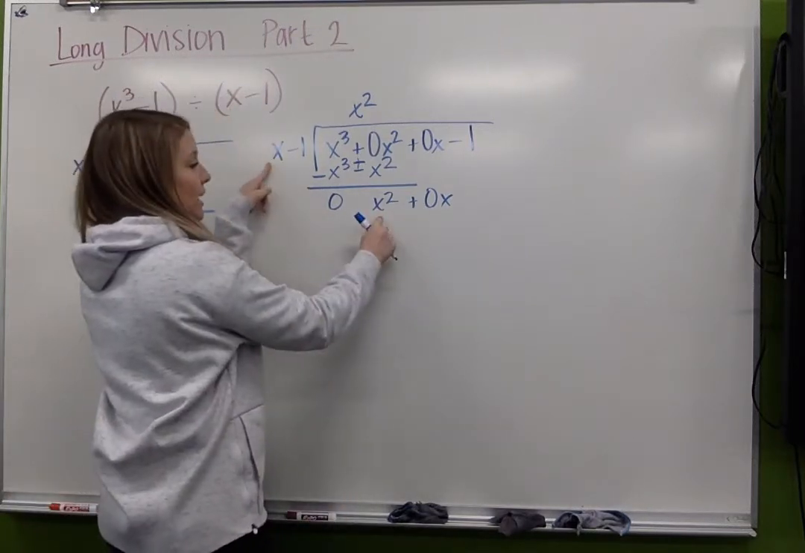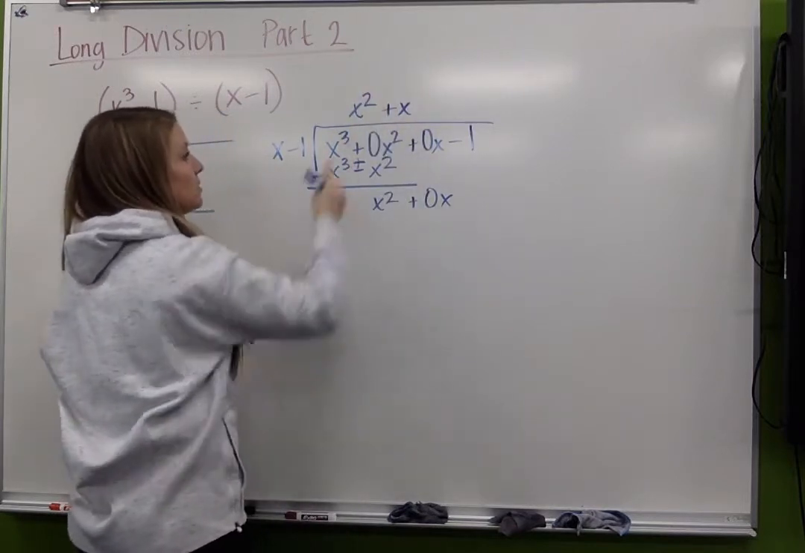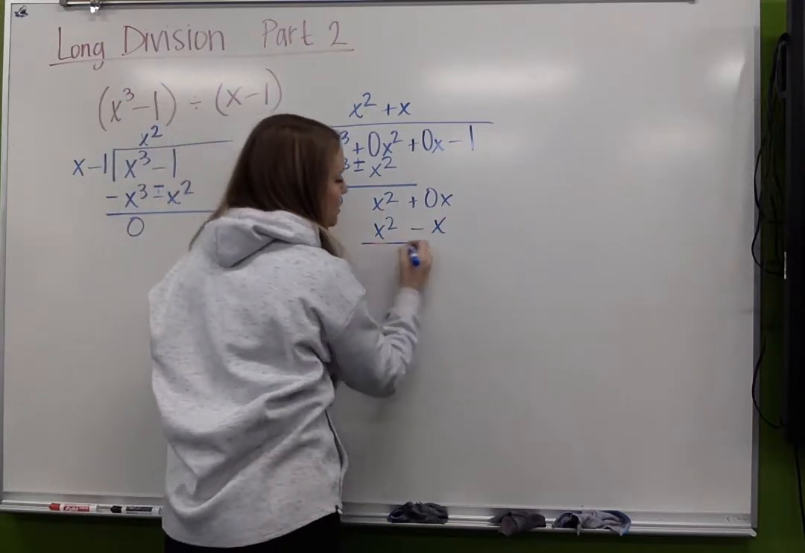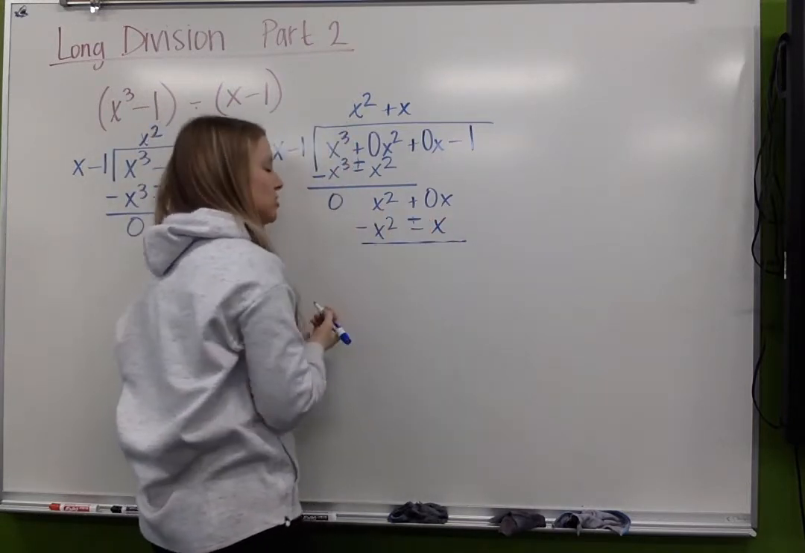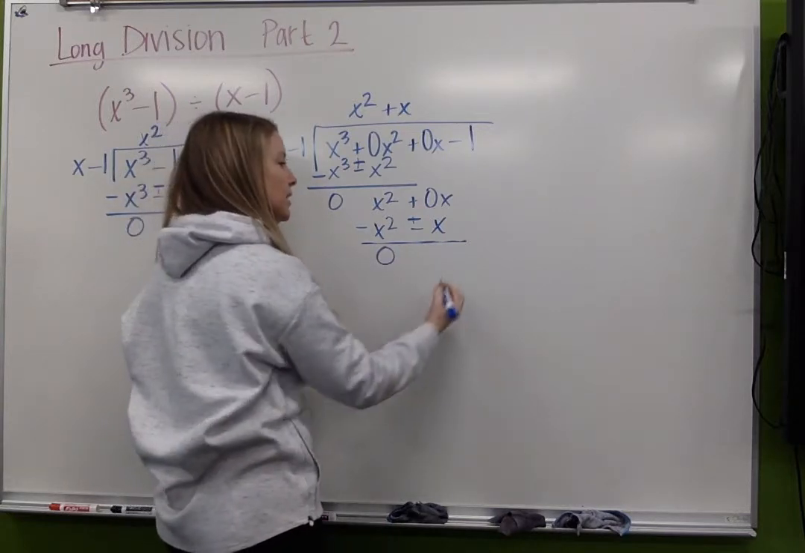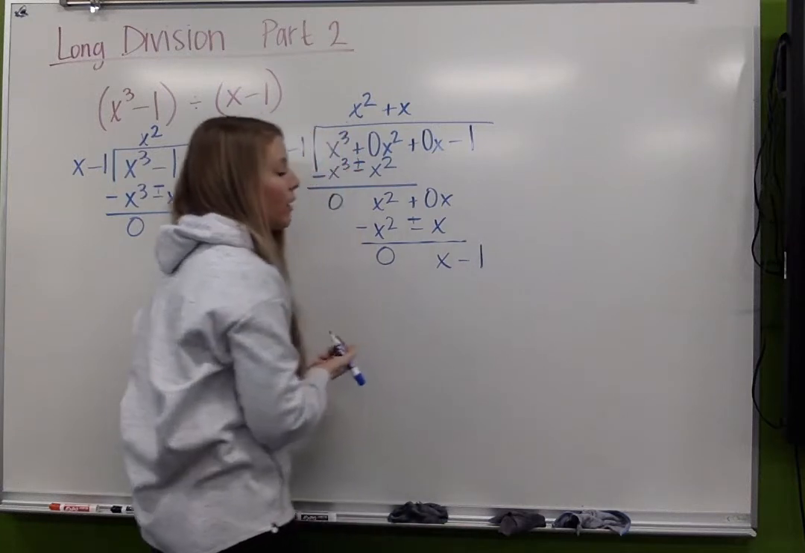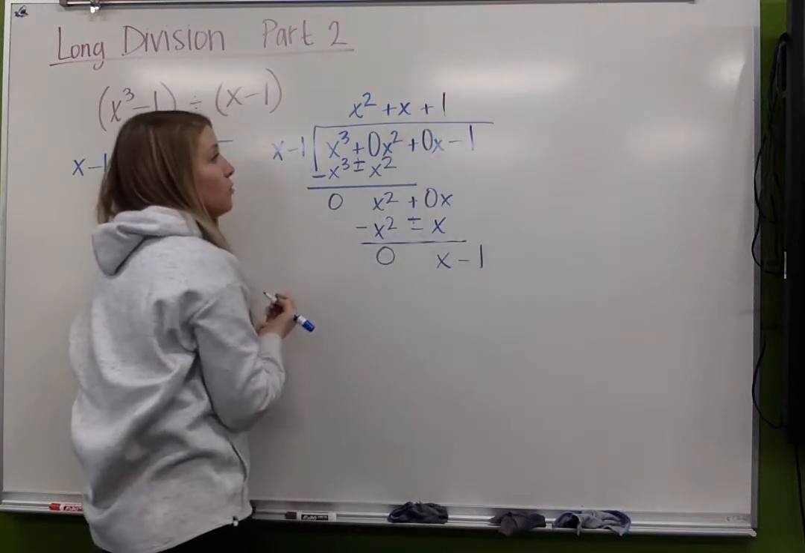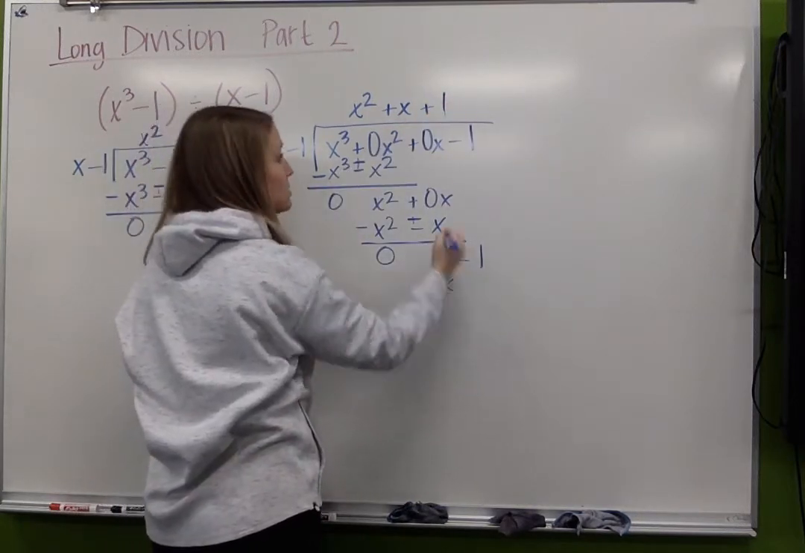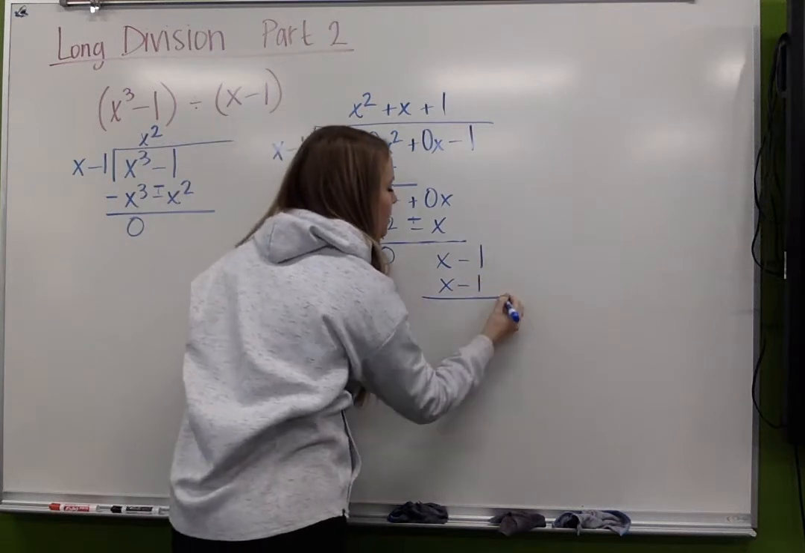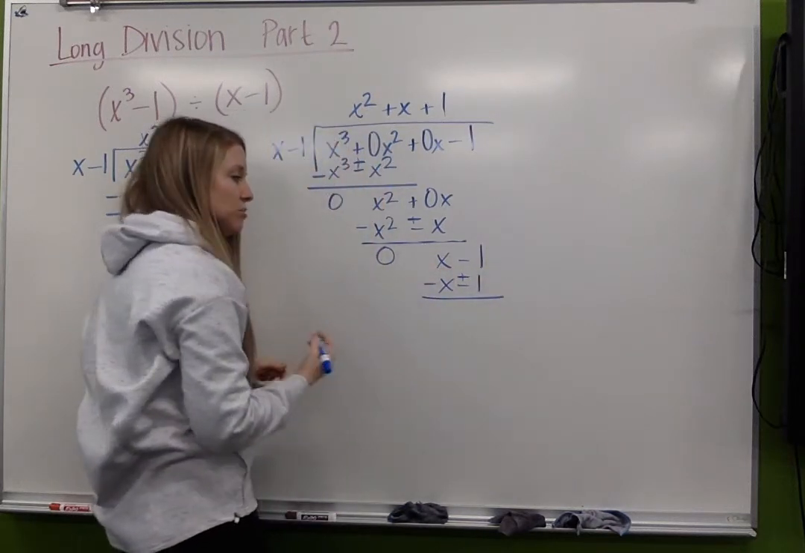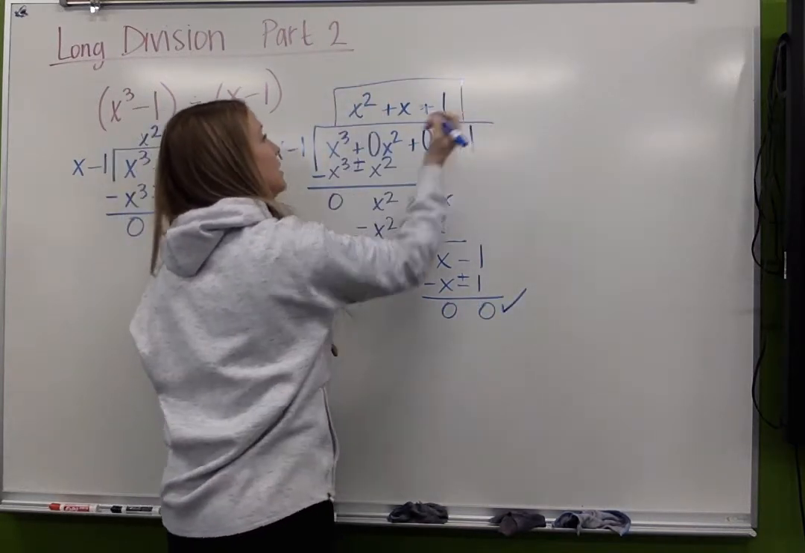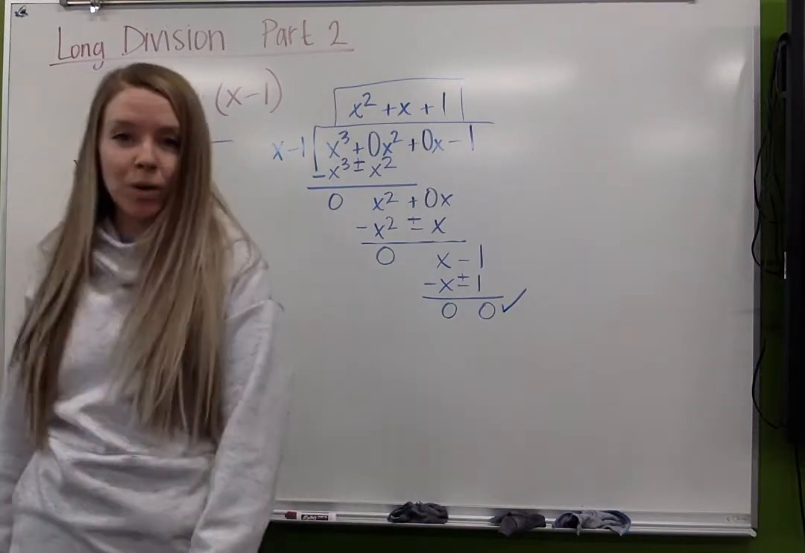How do I get x to look like x squared? I need a positive x. X times x is x squared. X times negative 1 is negative x. And when I subtract, I change my signs. So I get 0 here, x here, and I drop my negative 1. How do I get x to match x? I'm going to multiply by a positive 1. 1 times x is x. 1 times negative 1 is negative 1. When I subtract, I change my signs, and I get 0, 0. So my solution is x squared plus x plus 1.